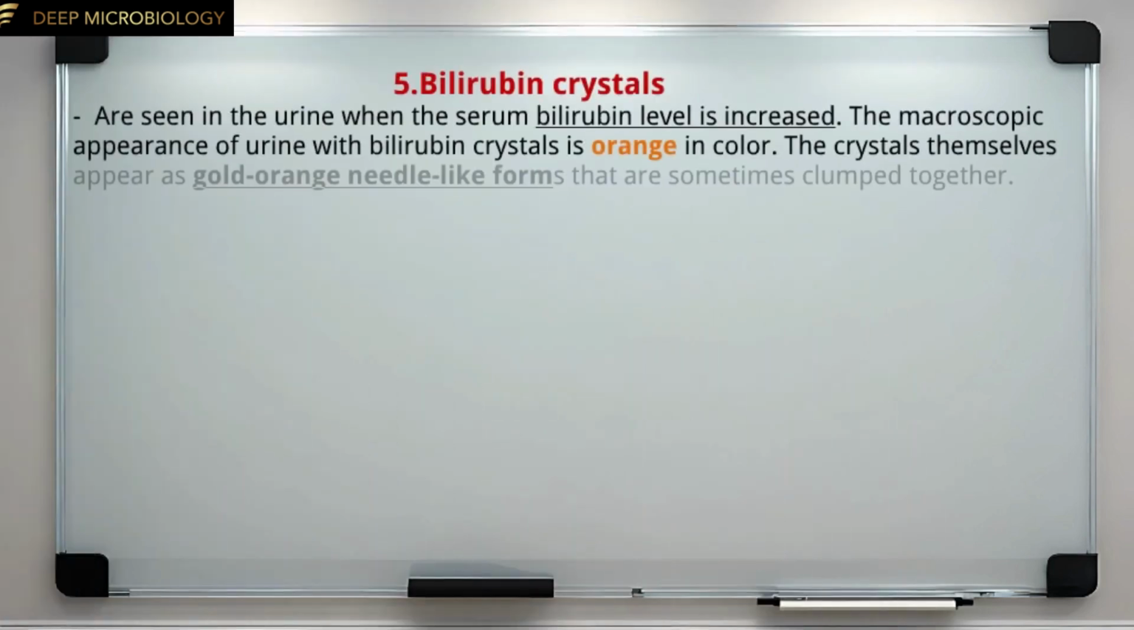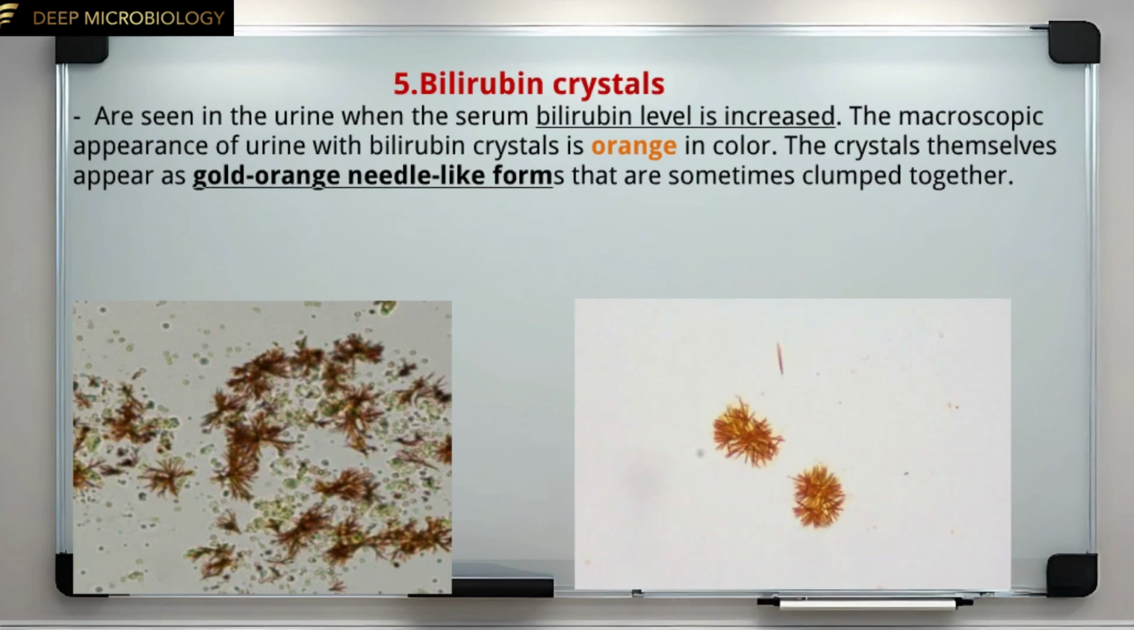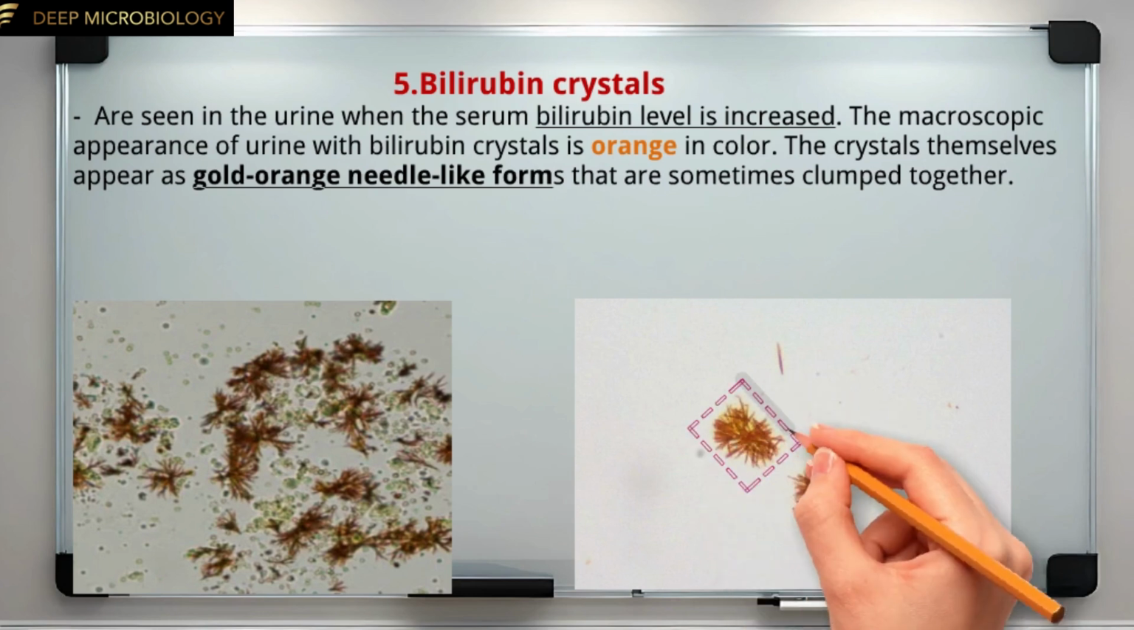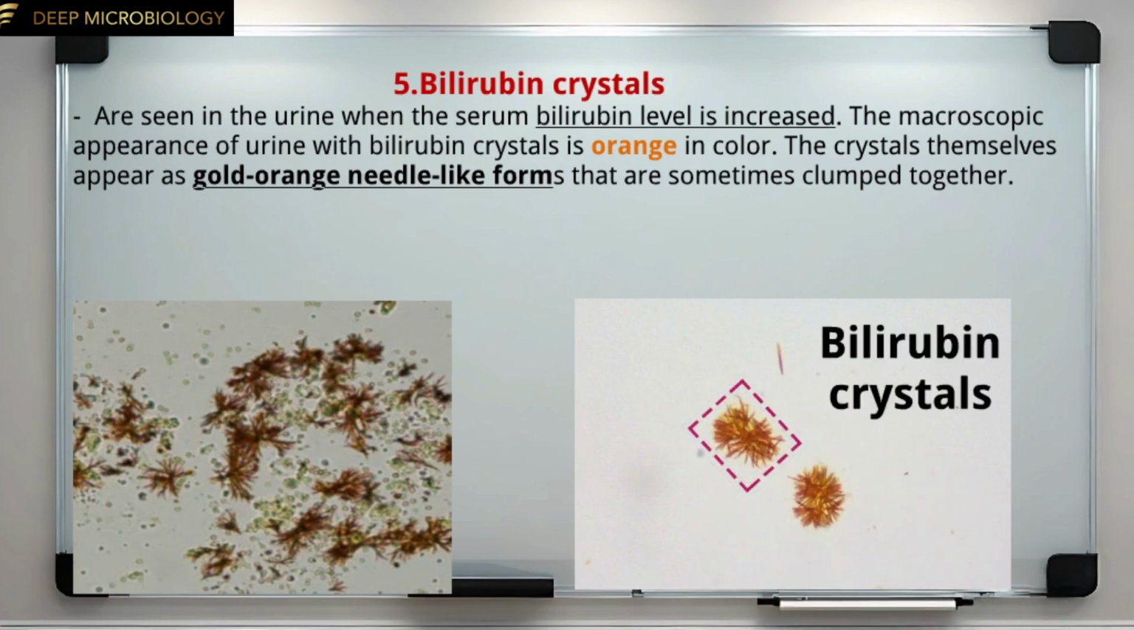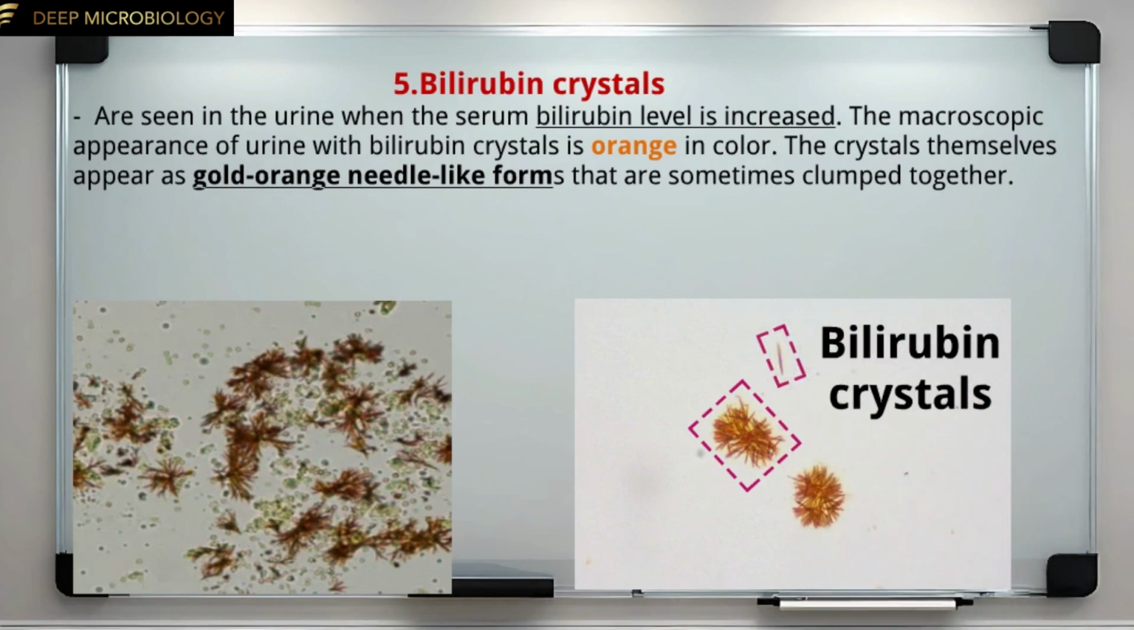5. Bilirubin crystals are seen in the urine when the serum bilirubin level is increased. The macroscopic appearance of urine with bilirubin crystals is orange in color. The crystals themselves appear as gold-orange needle-like forms that are sometimes clumped together. Bilirubin crystals are associated with liver disease or obstruction.